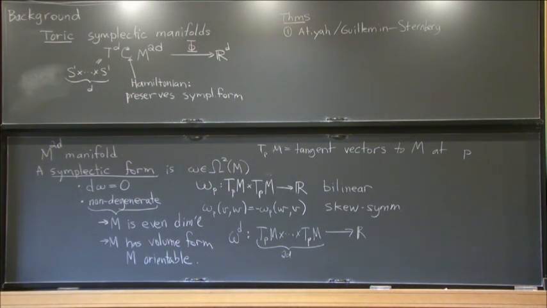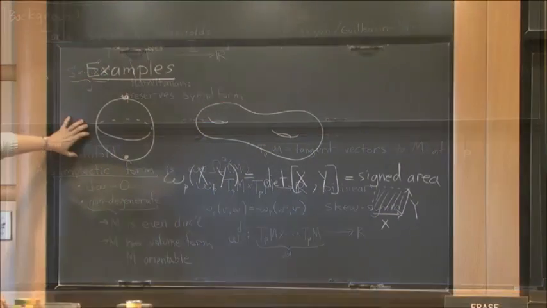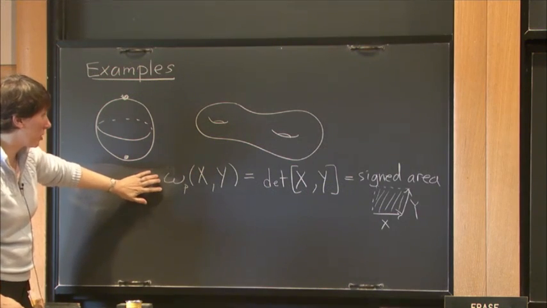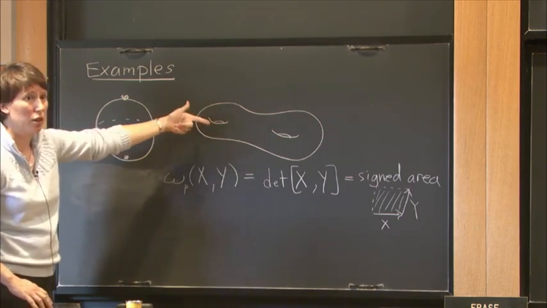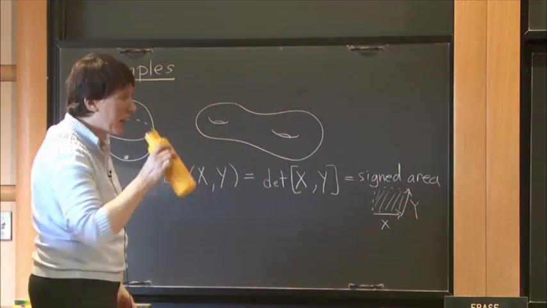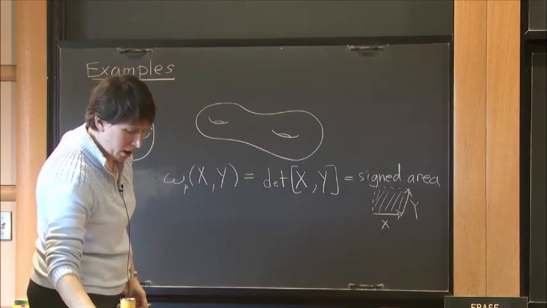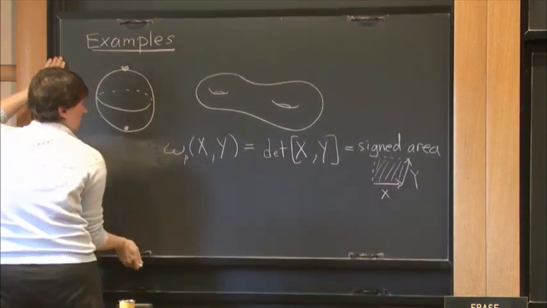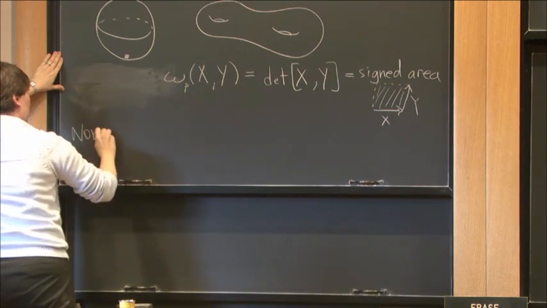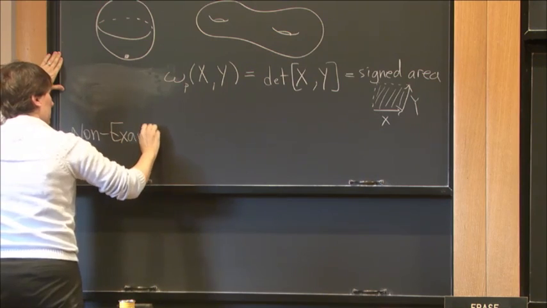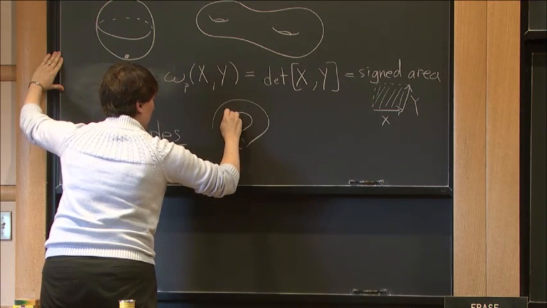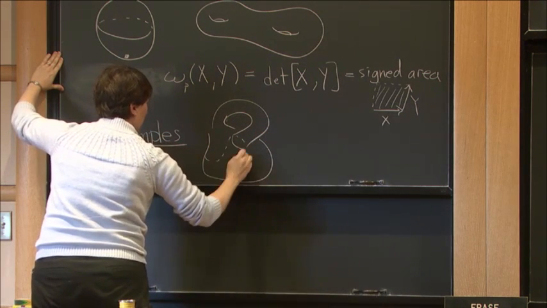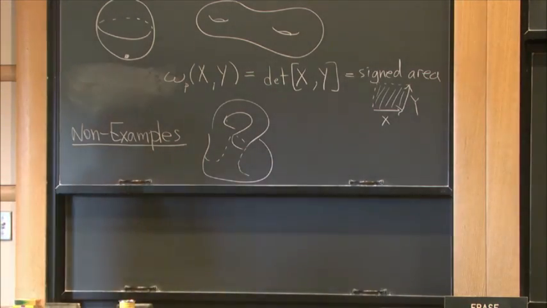Okay, so in the framework of two-dimensional manifolds, which are the easiest ones to understand, or the only ones I can draw, on an orientable surface we have this form that just takes the determinant of the two vectors, and that gives signed area because we know determinant is anti-symmetric. Then the non-orientable ones do not have one. Okay, so the Klein bottle is not a symplectic manifold.